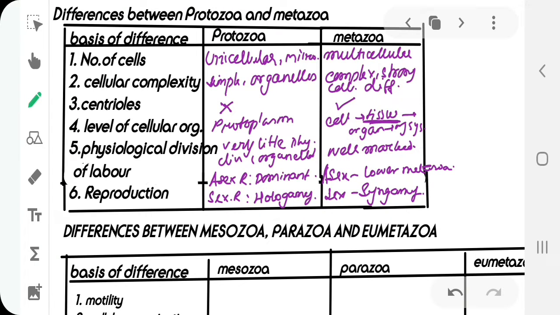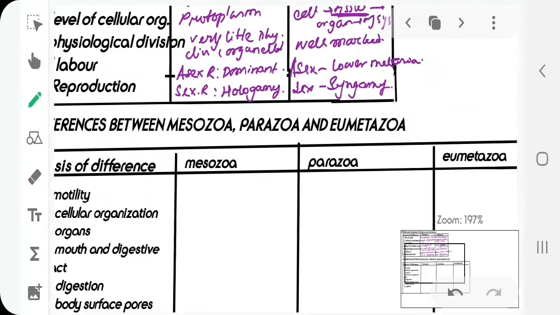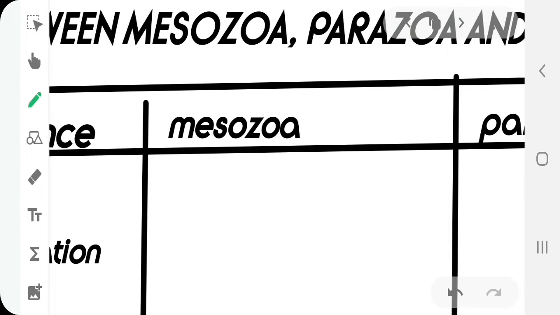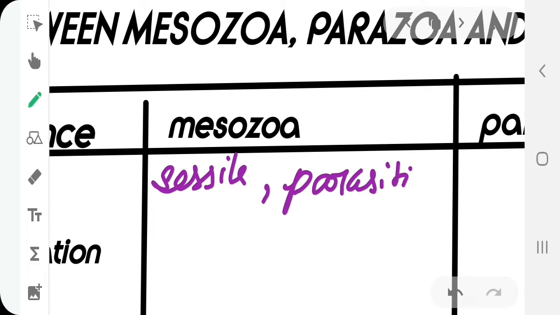So we saw the differences between the subkingdoms Protozoa and Metazoa. Now we are going to see the difference between the infrakingdoms Mesozoa, Parazoa and Eumetazoa. So first difference between them is on the basis of their motility. Mesozoans are sessile organisms. They stick to one place. They mostly stick to their host. So they are parasitic also in nature.